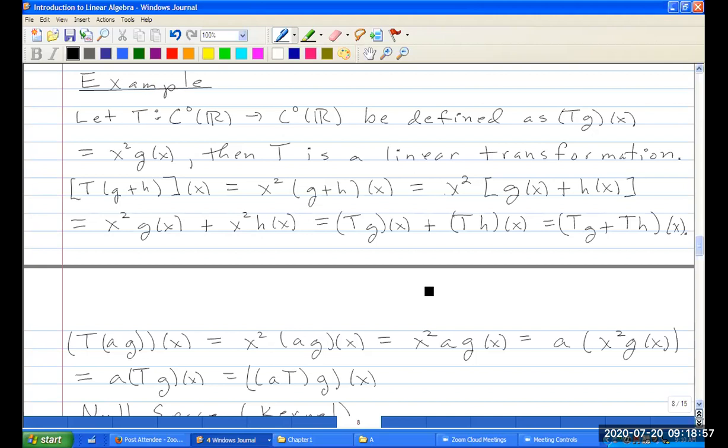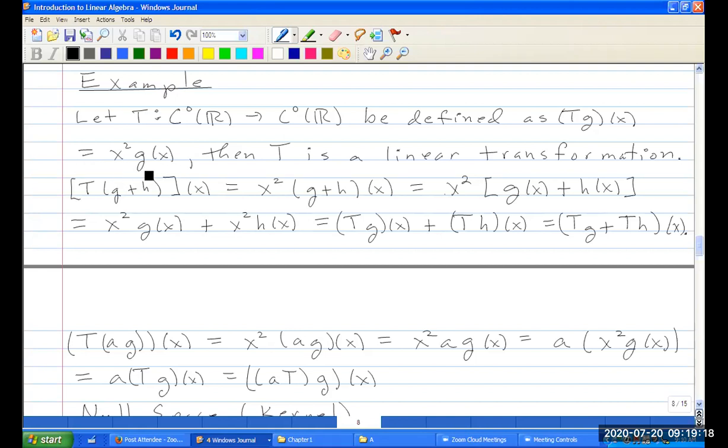You're multiplying by x squared. So yes, that's going to be linear. Okay, so then T is a linear transformation. So let's check.